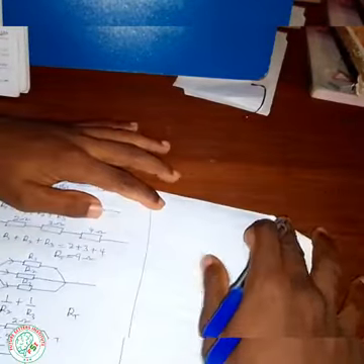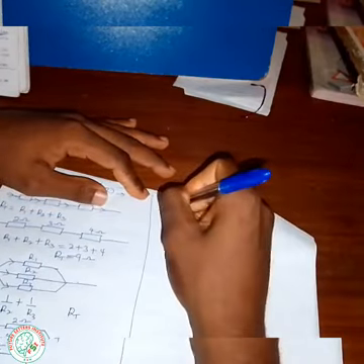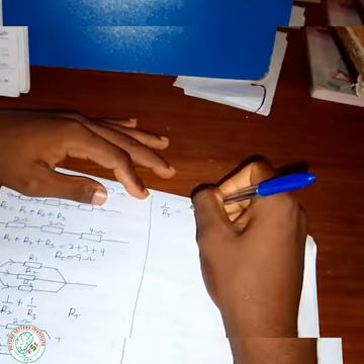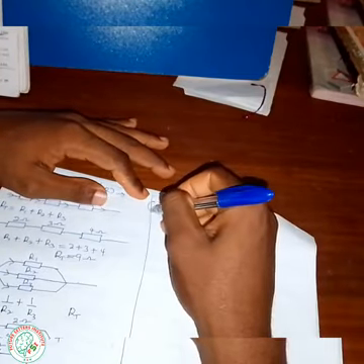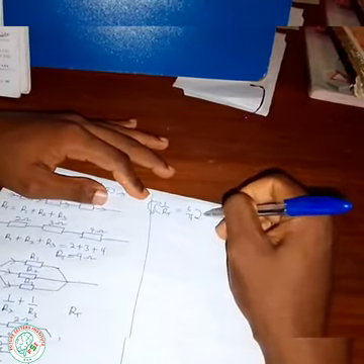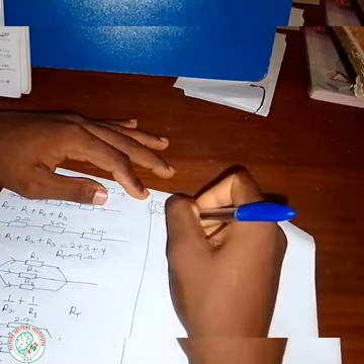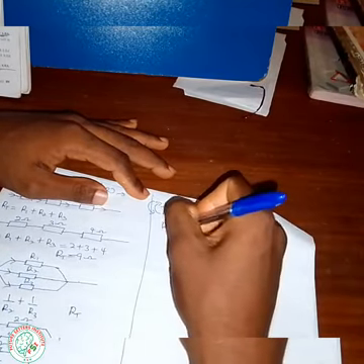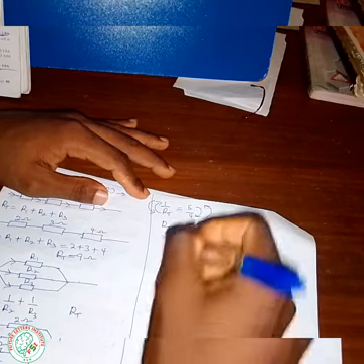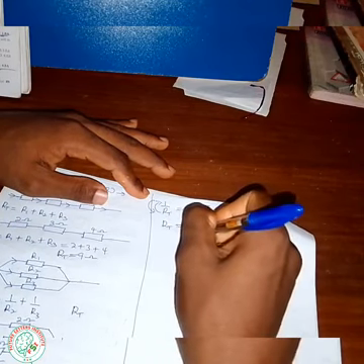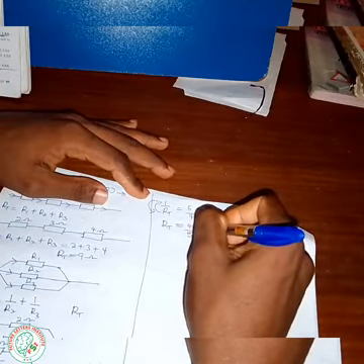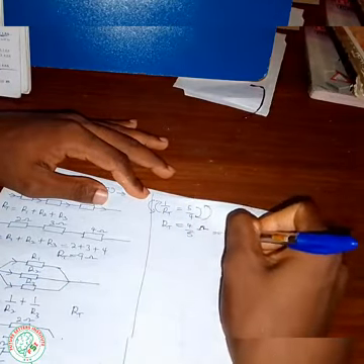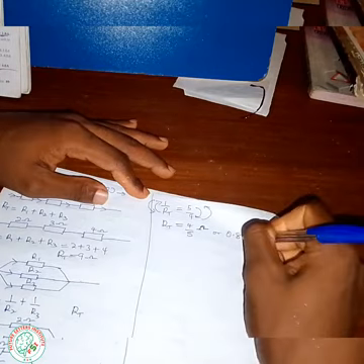5 over 4. But this is not our final answer. We're still going to come here again, and let me write this again: 1 over RT equal to 5 over 4. So this RT will go up, then 1 will come down, then 4 will go up, then 5 will go down. So we're going to have RT over 1. So now I have RT equal to 4 over 5 ohms, and this is our answer. RT equal to 4 over 5 ohms, or 0.8 ohms.